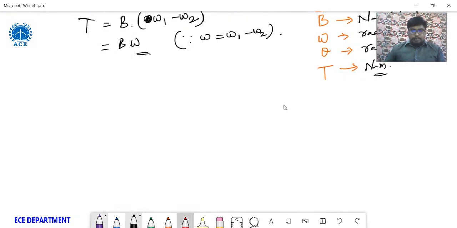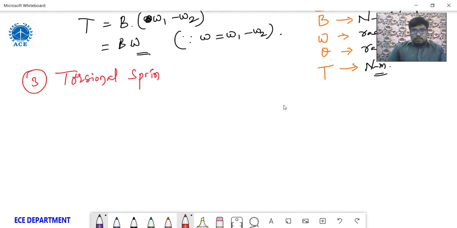Let us see the third element. What is the third element? Torsional spring element.